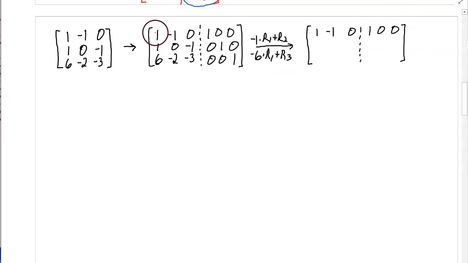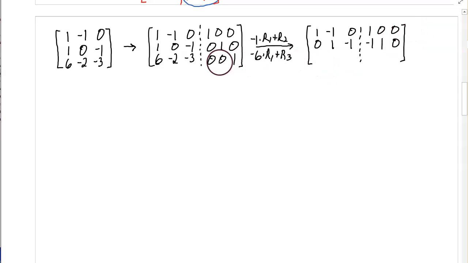-1 times 1 is -1. -1 add 1 is 0. -1 times -1 is 1. 1 add 0 is 1. -1 times 0 is 0. 0 add -1 is -1. -1 times 1 is -1. -1 add 0 is -1. -1 times 0 is 0. 0 add 1 is 1. -1 times 0 is 0. 0 add 0 is 0.